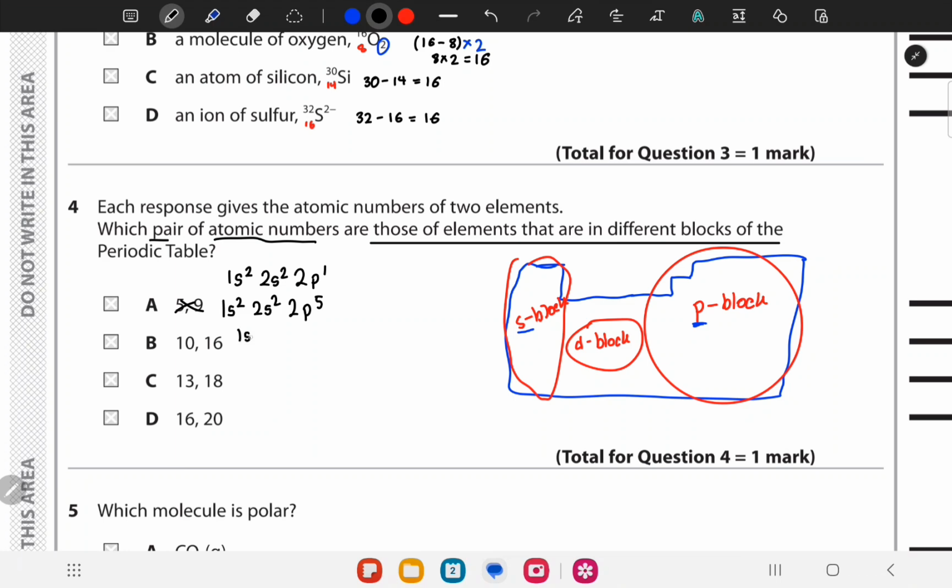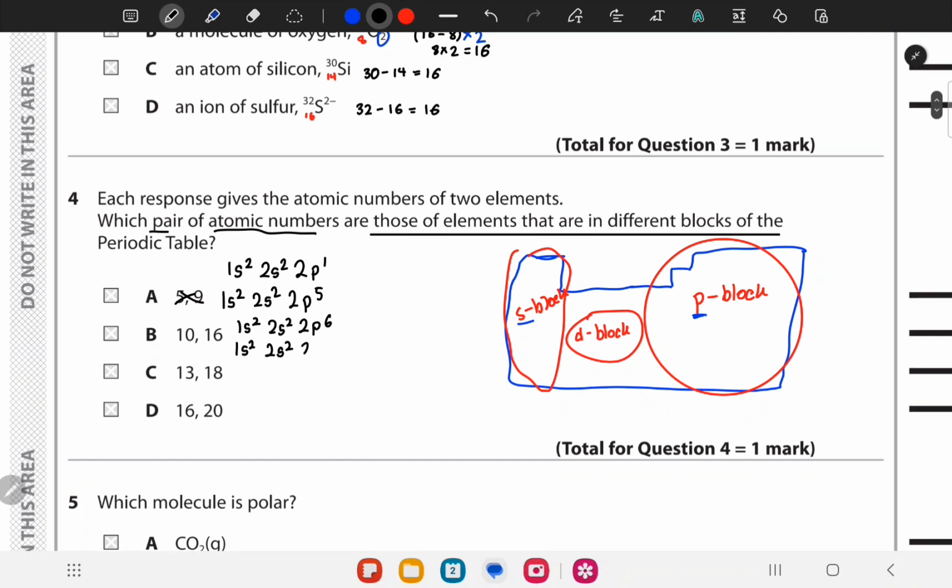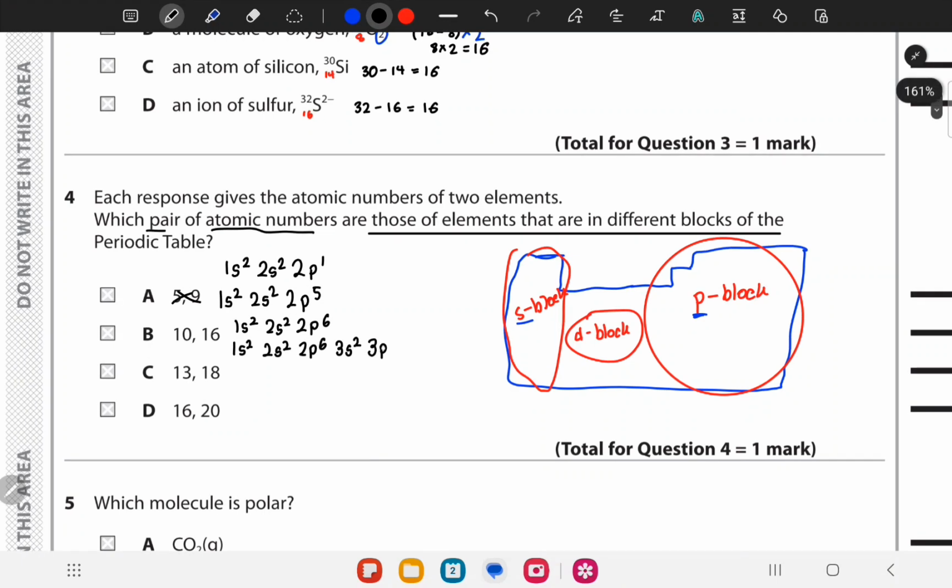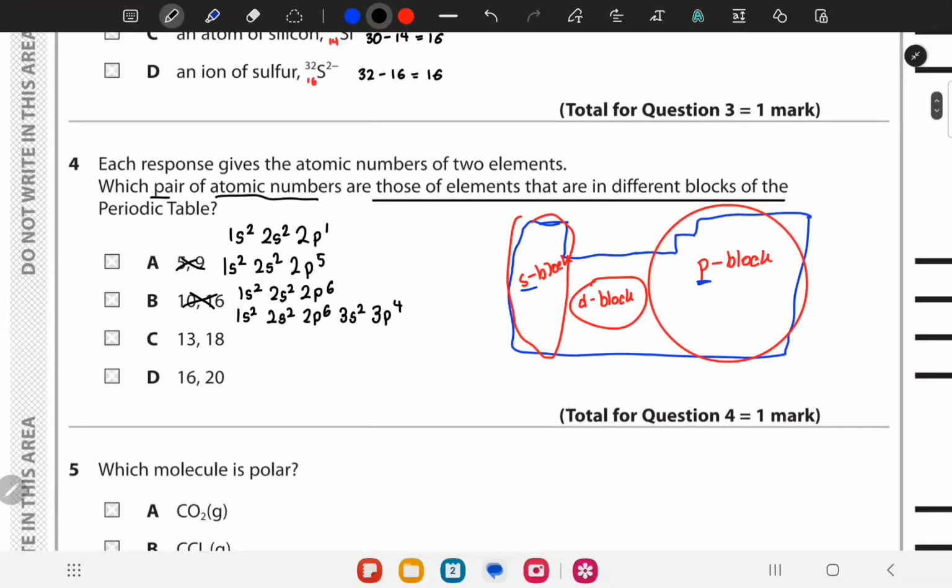For the next one we have 1s2, 2s2, 2p6. So this is a P block element, and for 16 we have 1s2, 2s2, 2p6, 3s2, 3p4. Yeah, both of them are also P block elements, so this pair is not our answer as well.